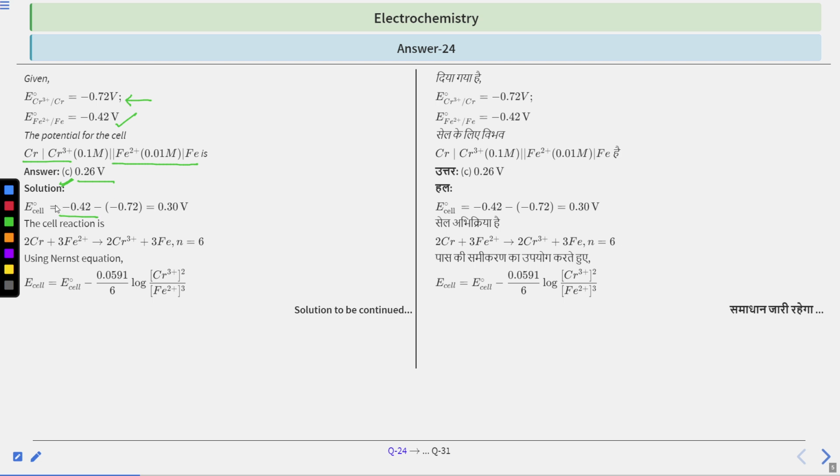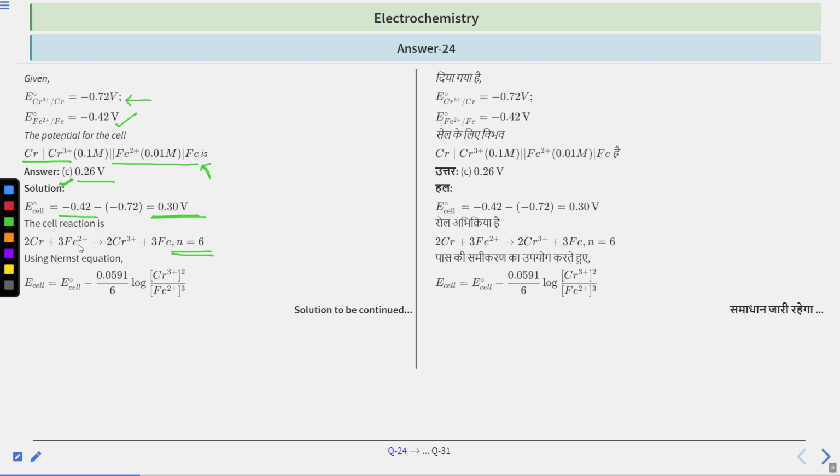Minus will become plus, and we have to basically subtract these two, and the final answer will be positive because the greater number is positive while we are subtracting these two terms. So E0 of cell is coming out as 0.30 volt. The cell reaction as per the given cell diagram is 2Cr plus 3Fe2+, giving us 2Cr3+ plus 3Fe. n is basically 6 here because 3 times 2 is 6, right? So 6 electrons are changing from here to here.